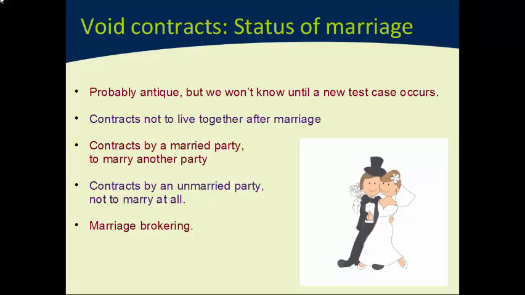Second type of void contract is contracts prejudicial to the status of marriage. Now, it's been a long time since any of these came up in the courts effectively.